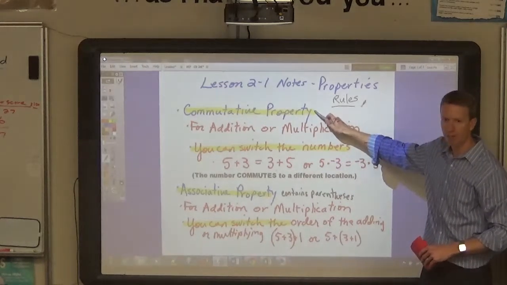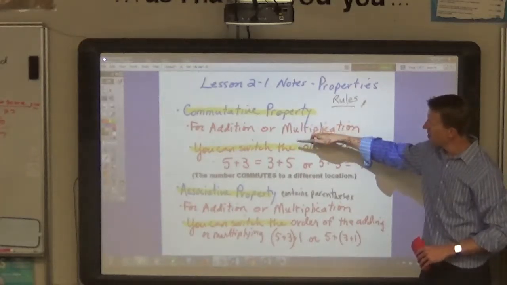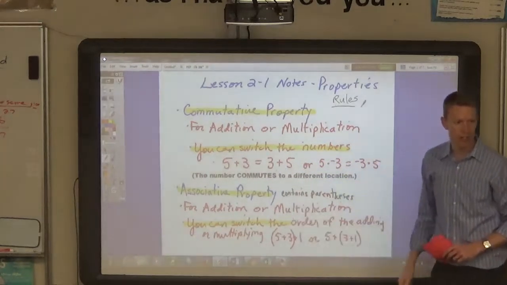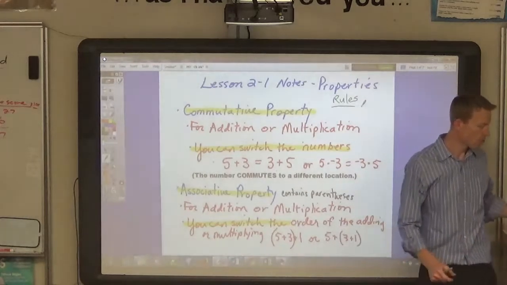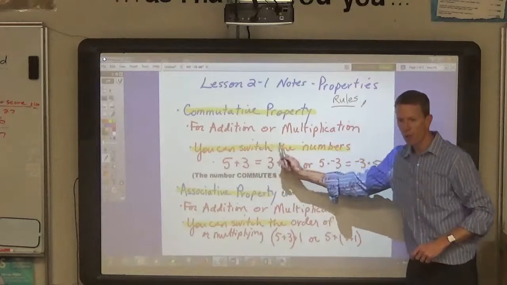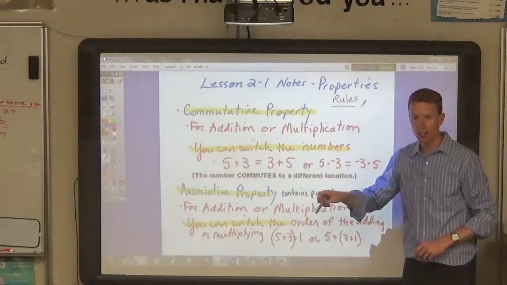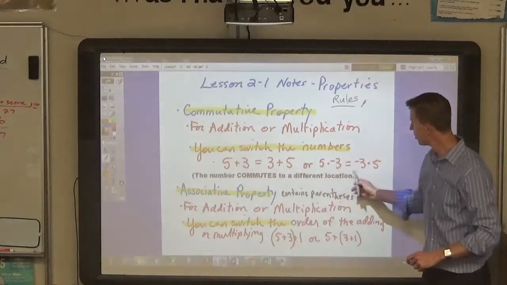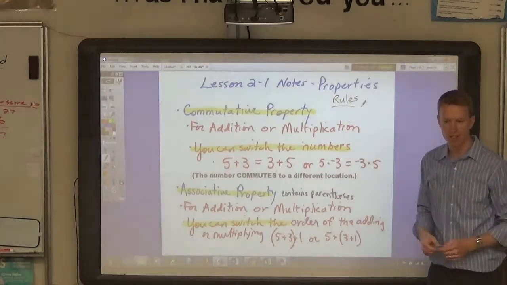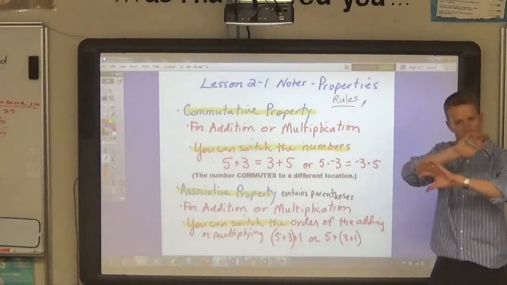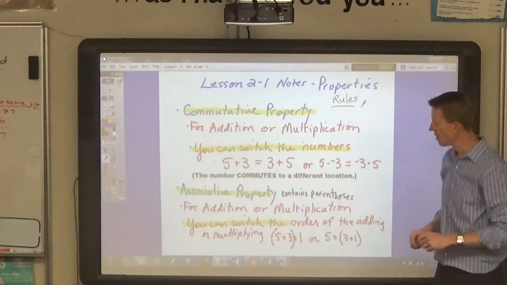The commutative property, for example, is knowing that you can switch the numbers around when you're doing addition. You can switch the numbers around and get the same answer. So you can add them in a different order, and this only applies to addition and multiplication. You can add or multiply in a different order and get the same answers. Okay? That's the commutative property, being able to switch the numbers around and get the same answer.